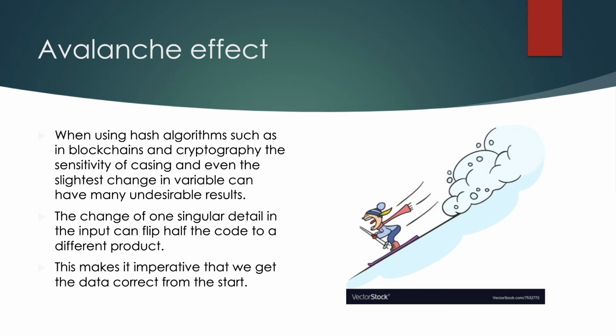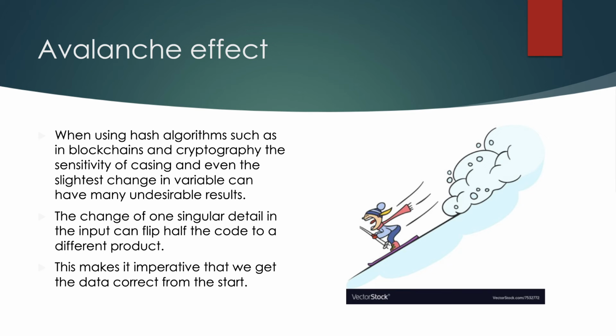There are some issues that come with it, such as how sensitive it is in casing. And one of the main problems that comes with this is the avalanche effect. When using hash algorithms such as in blockchains and cryptography, the sensitivity of casing and even the slightest change in a variable can have many undesirable results. The change in one singular detail in the input can flip half the code to a different product.